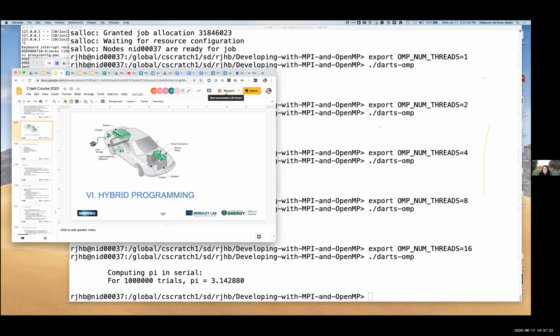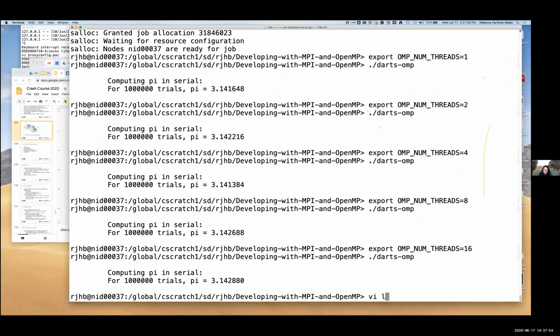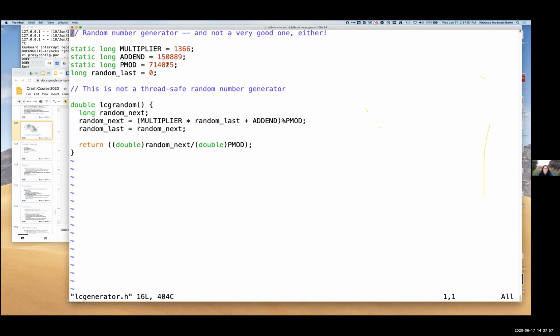Probably data or less sizable. I mean, yeah, so I would expect my quality of answer to go down somewhat, but not quite that drastically, because my pseudo-random number generator is pretty sad. So let me just show you. My pseudo-random number generator has a period of 714,025. And I'm asking it to run 1,000,000 times.